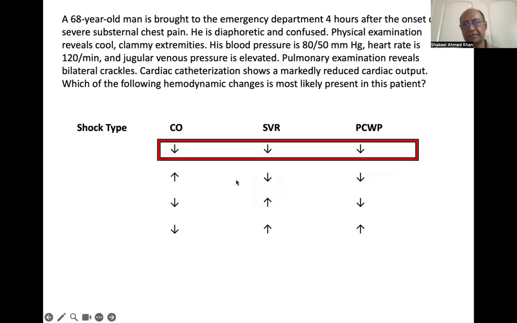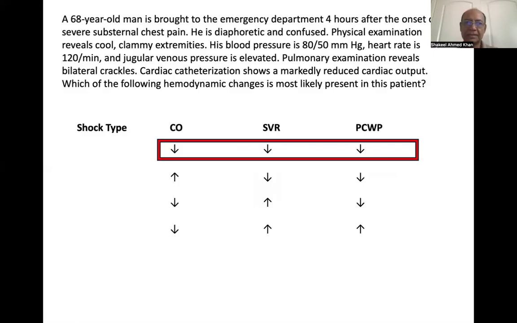So first of all, let's discuss this first one, which we have already discussed. What type of shock could this be? Here you see the cardiac output, which is low, right? And systemic vascular resistance, which is low, and pulmonary capillary wedge pressure, which is also low. So I'll give you a pause and let you think what could be the condition in which you see this type of shock.